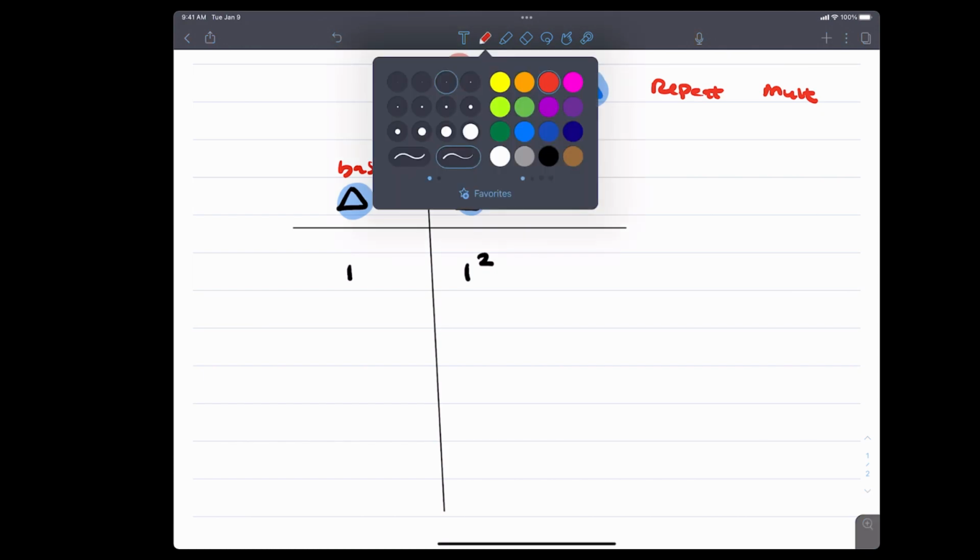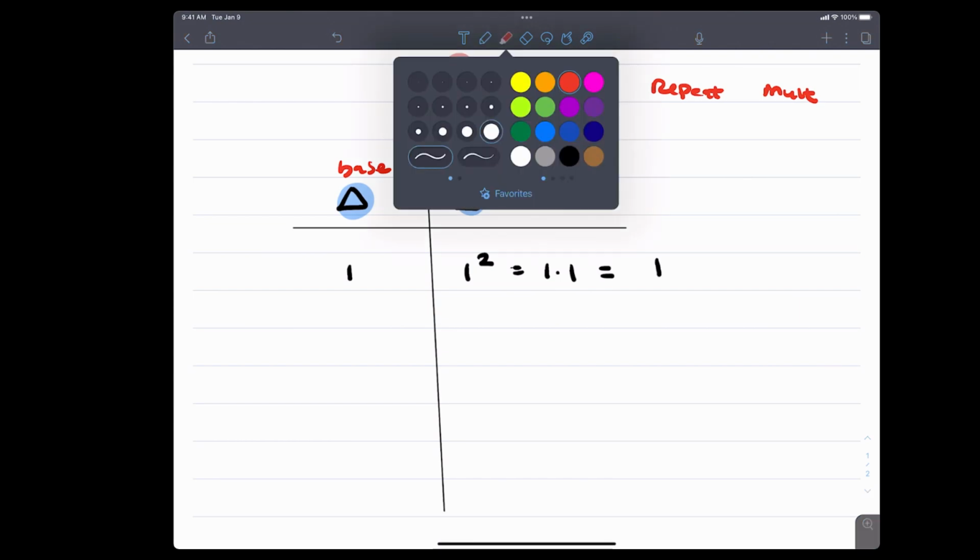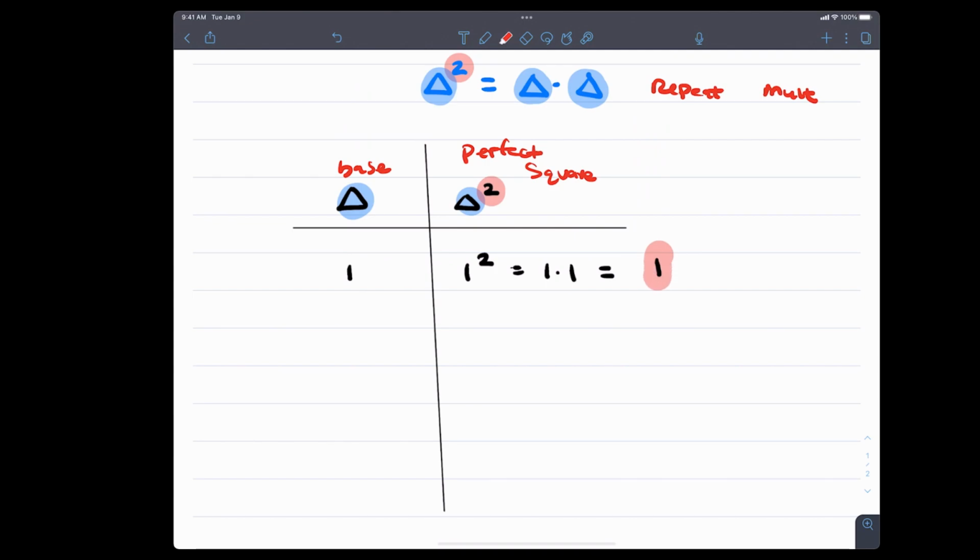So we get 1 times 1. Does anybody know what this is, without a calculator? Don't be reaching for a calculator, because that's not good. What that means is you're going to have trouble doing some algebra. So what's 1 times 1? Does anybody know? Good, thank you. And what you're seeing here, I'm going to color it red. This is called a perfect square. So the number 1 is a perfect square.